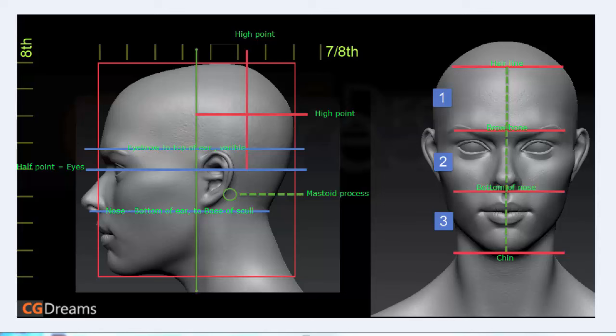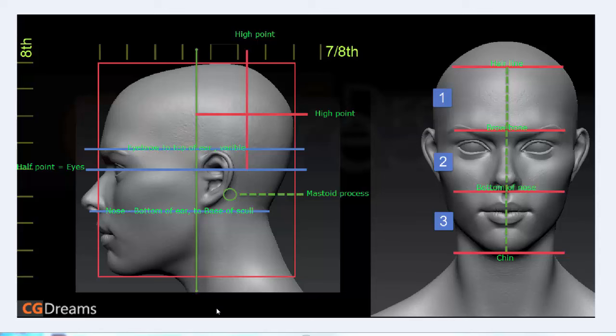If we're going to be using a Canon system for the whole entire body, and that Canon system is based off a one head unit, then we need to make sure that that one head unit is accurate. So what you see in front of you now is a chart that I made up some time ago, how to work out roughly what the proportion should be of the human skull. I'm going to point you to a few things here.